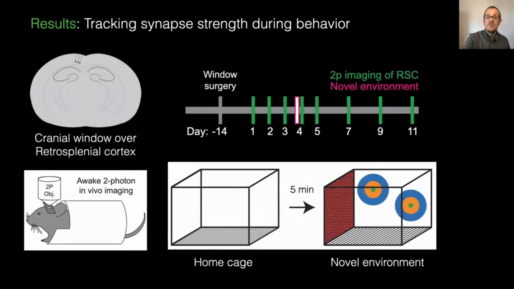With these tools, we're interested in tracking synaptic plasticity during behavior using longitudinal in vivo two-photon imaging of retrosplenial cortex during exposure to a novel environment. In this experiment, we install cranial windows over cortex of SEP-GluA2 mice, and we image the same volumes of labeled synapses over several days and observe how synaptic plasticity changes both at baseline and following novel spatial experience.